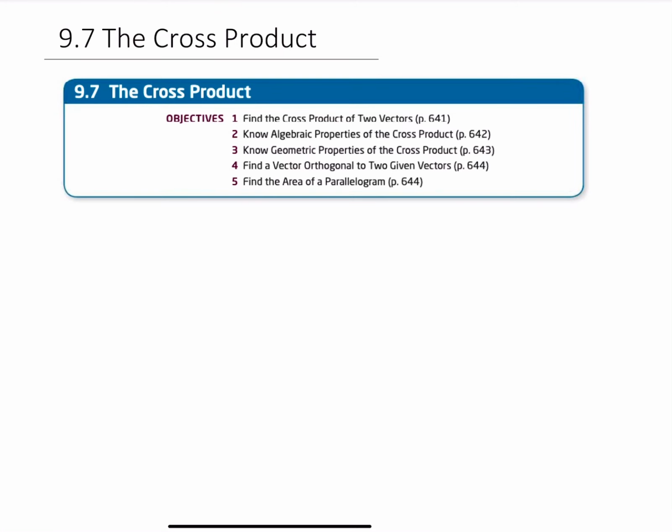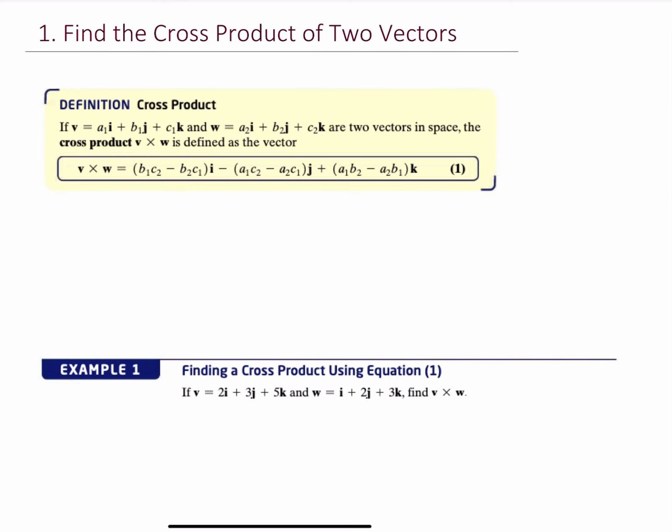In this video, we're covering section 9.7 on an operation called the cross product. So we've been working with vectors in three-dimensional space, and this is an operation that applies specifically to 3D space between two three-dimensional vectors. So let's take a look at how it's defined, and we'll practice using it.